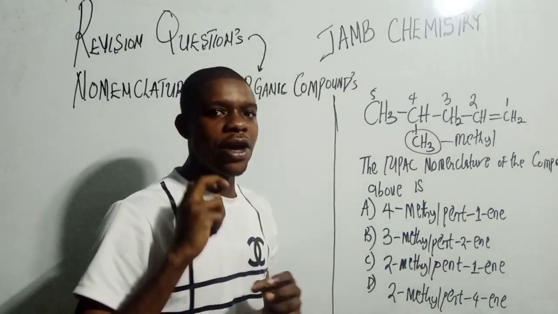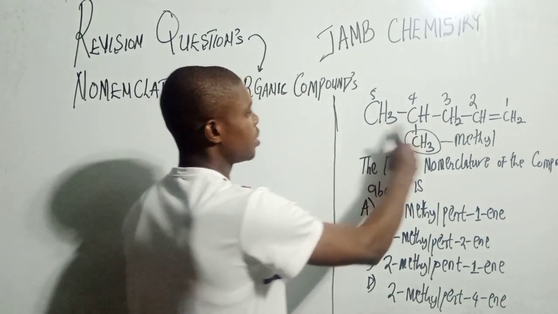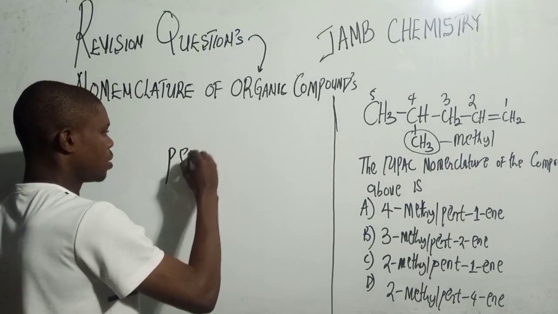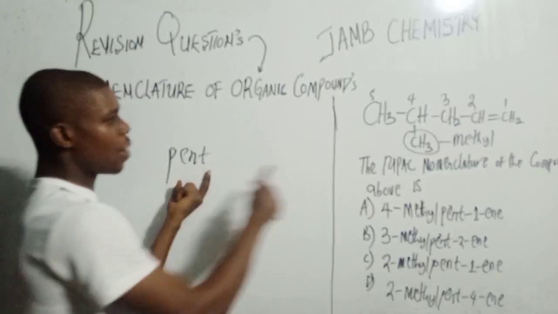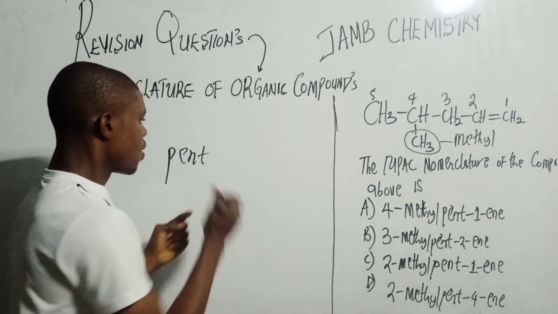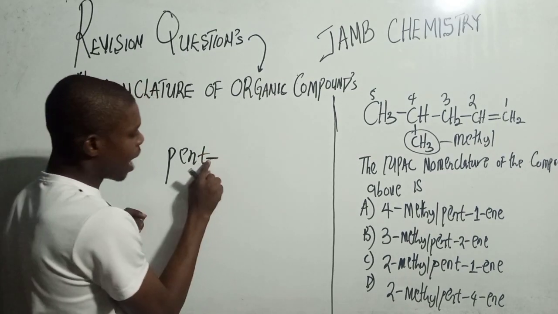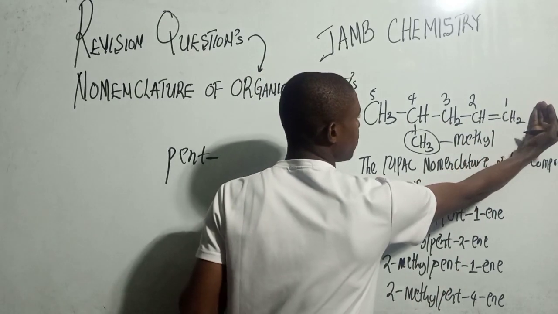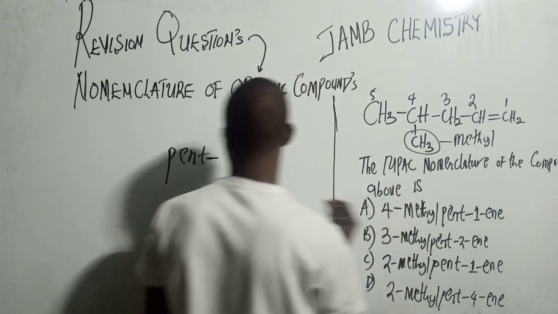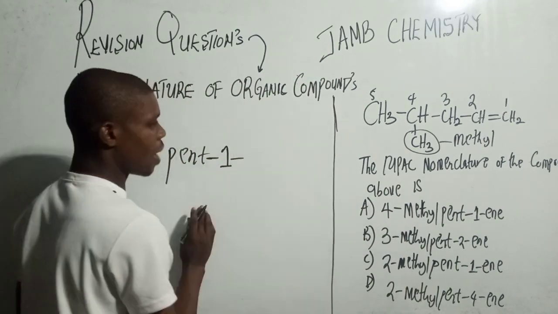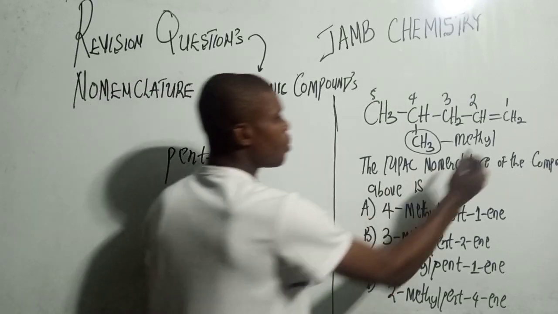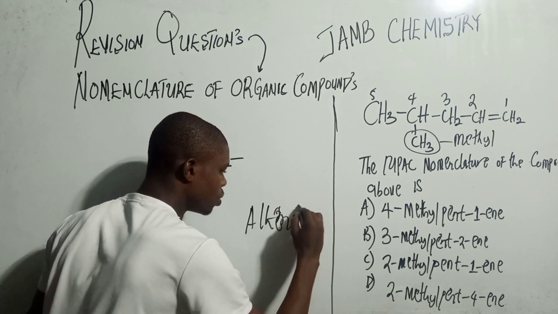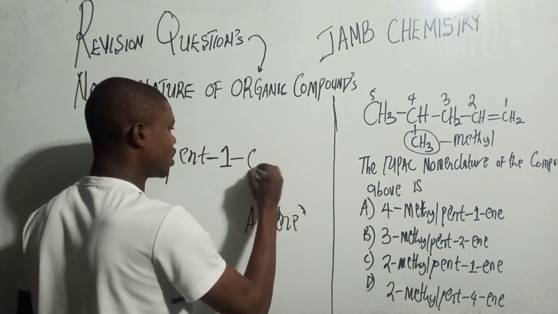So how do we name it? Let's name the parent chain. 5 carbon atoms means pent. Whenever I see 5 carbon atoms, it means pent. Then what is the position of the double bond? When we start from here, the double bond is at carbon 1. This double bond means it is an alkene: E-N-E.